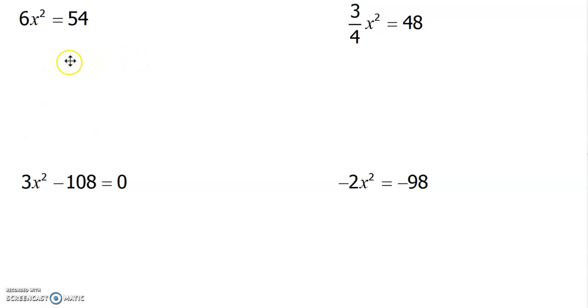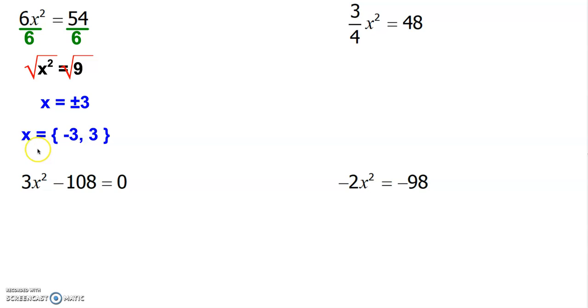Okay, on this next set of problems, here I have 6x squared equals 54. I need to isolate that x squared term. Notice that we have a 6 being multiplied as a coefficient, so I need to divide that out first. So I'm left with x squared equals 9, and then I can square root both sides. So I'm left with x equals positive or negative 3, and so my solution set is negative 3 and positive 3. Go ahead and do these last three problems on your own.